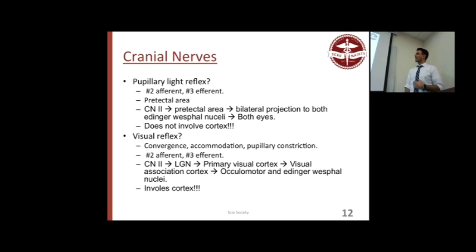Okay, well, I don't need the slides, I guess. Pupillary light reflex, we already did that one, just so you can look them over. They're already written out for you. Visual reflex, this is the second one. So what do you do when something gets close to you?